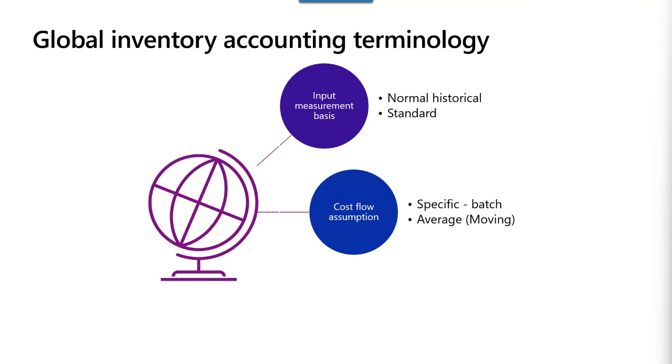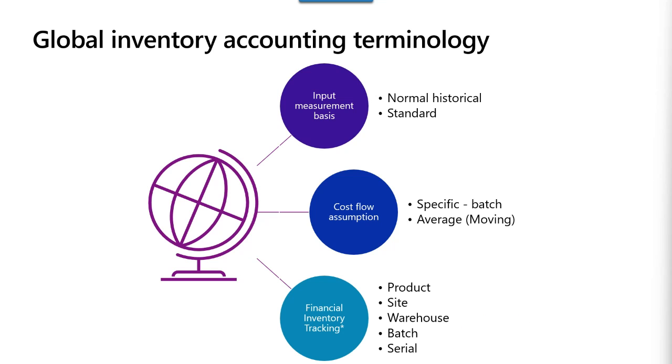The second term is the cost flow assumption. You can think of this as the target inventory model that you want to use for your ledger. Currently, there are 2 options in the Global Inventory Accounting add-in: specific batch and average. Average is the equivalent to the moving average inventory model, while specific batch is like selecting any periodic costing method and marking the financial inventory checkbox for batch and/or serial number in the tracking dimension group, so it can be thought of as an actual cost.